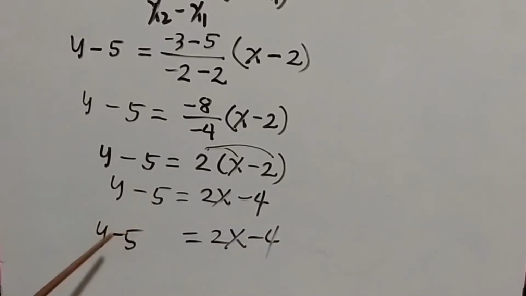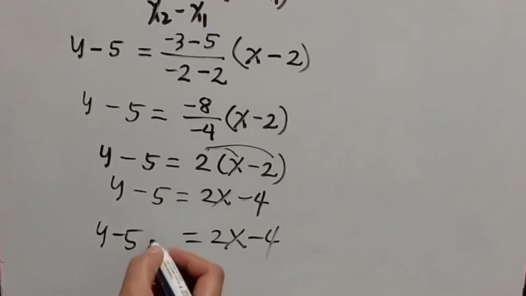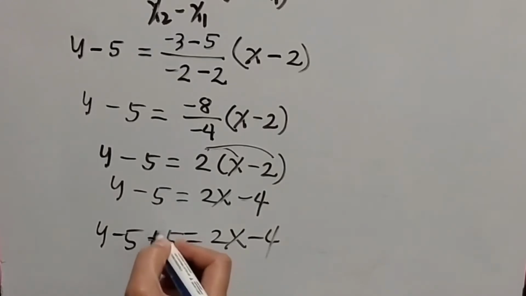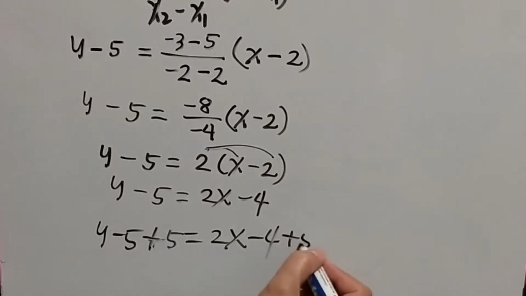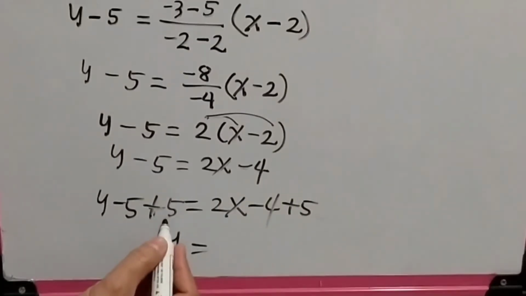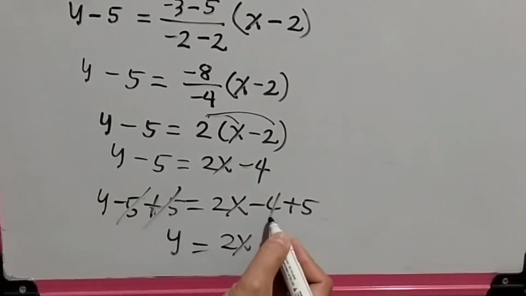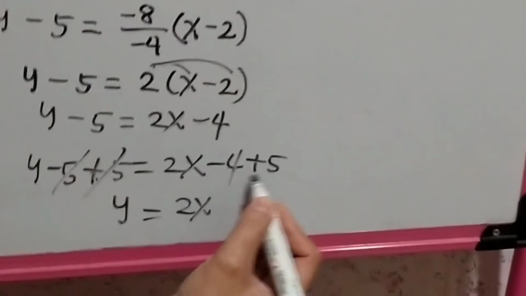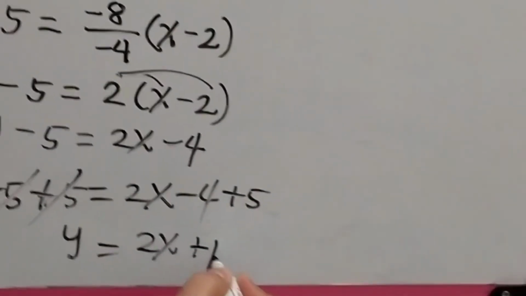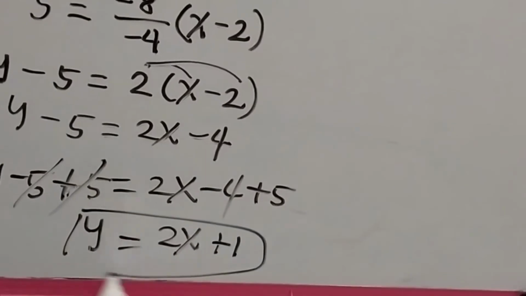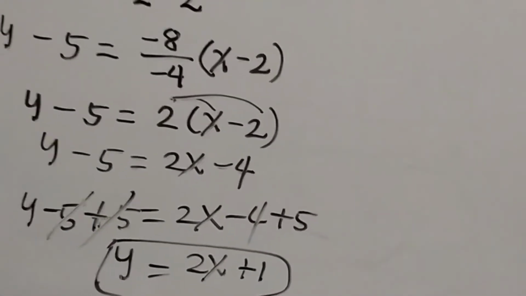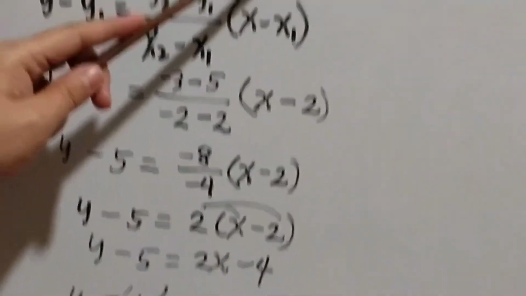So, kailangan para maiwan lang yung y, mawala yung negative 5. So, para mawawala ang negative 5, we need to add positive 5. Remember, addition property of equality, kung anong in-add sa kaliwa, yun din ang i-add sa kanan. And finally, on the left side, we only have y because negative 5 plus 5 will become 0. And on the right, we have 2x. And here, we have to combine the constants, negative 4 and positive 5 will result to positive 1. We have now the equation of a line passing through the points 2, 5, and negative 2, negative 3.